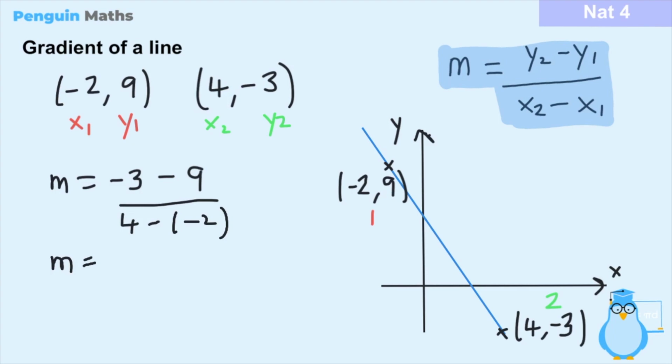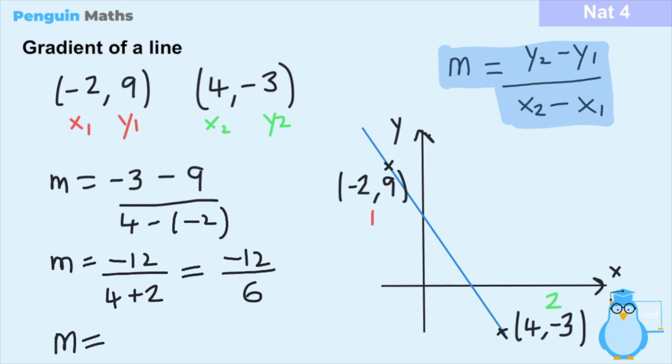So on the top we have minus 3 minus 9, which would be equal to minus 12. And then on the bottom, because it's 4 minus minus 2, that's going to be equal to 4 plus 2, because two minus signs together become a positive. So if that's the case, we then have minus 12 divided by 4 plus 2, which is equal to 6. And then if we want to divide minus 12 by 6, well, we know that 12 divided by 6 is equal to 2. So that means that m would be equal to minus 2.